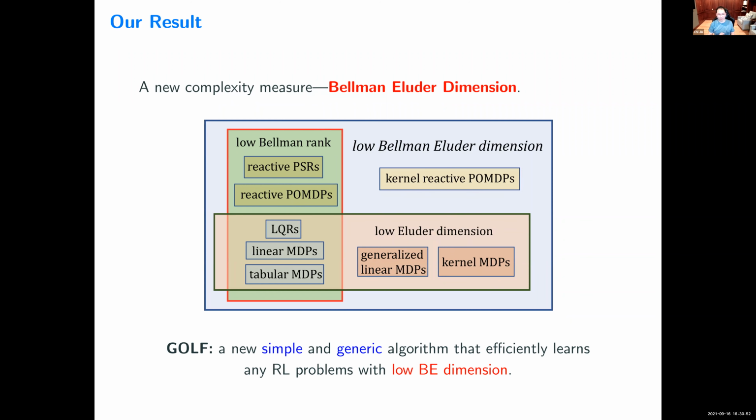And the second thing, we will also introduce the GOLF algorithm. Although the name is GOLF, it's a very simple and very generic algorithm that is able to efficiently learn any reinforcement learning problem with low Bellman-Eluder dimension. So this algorithm can deal with any problem in this function class.